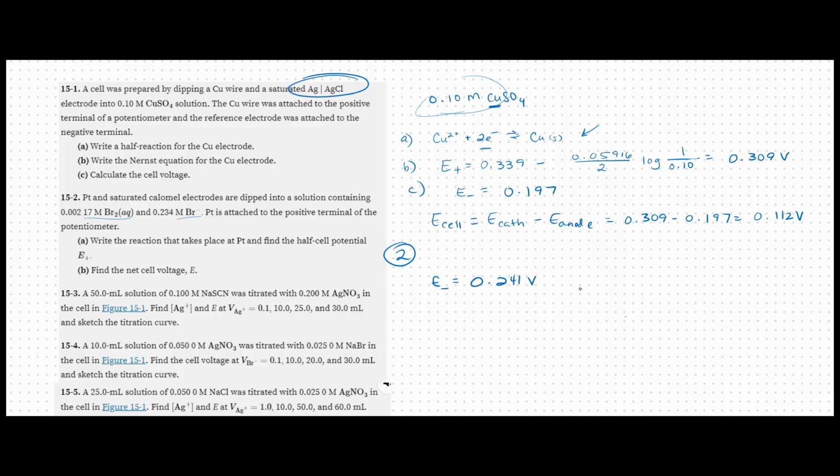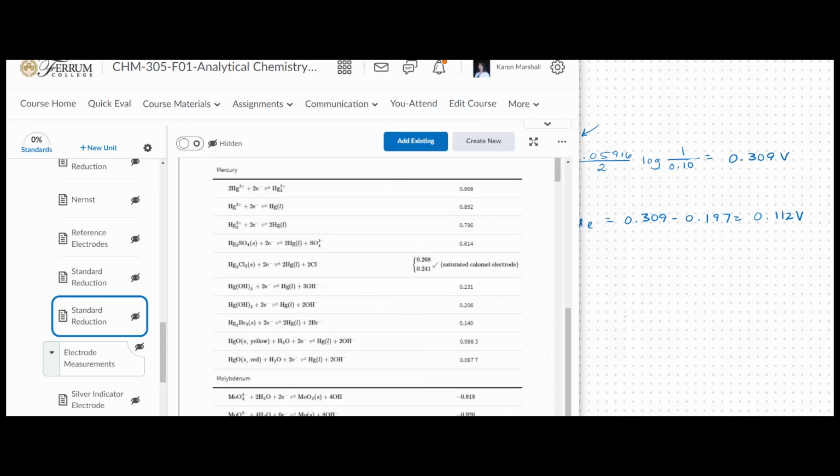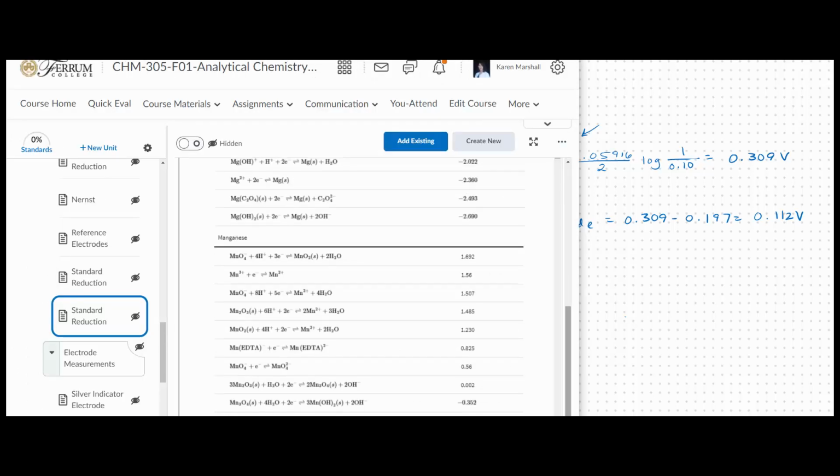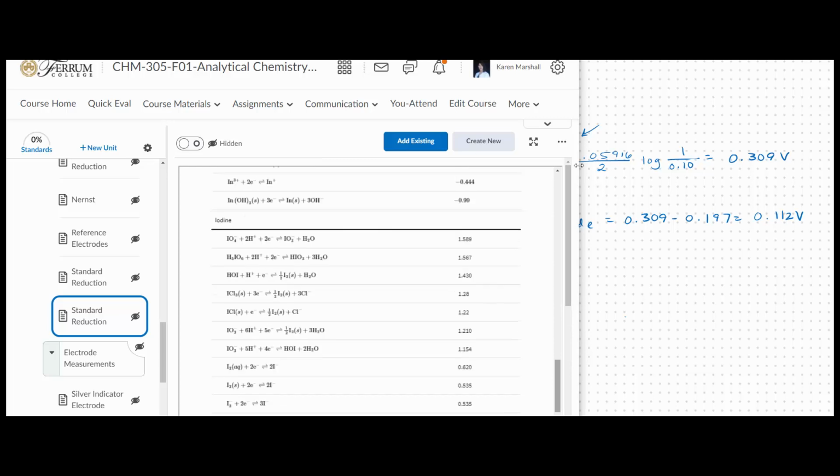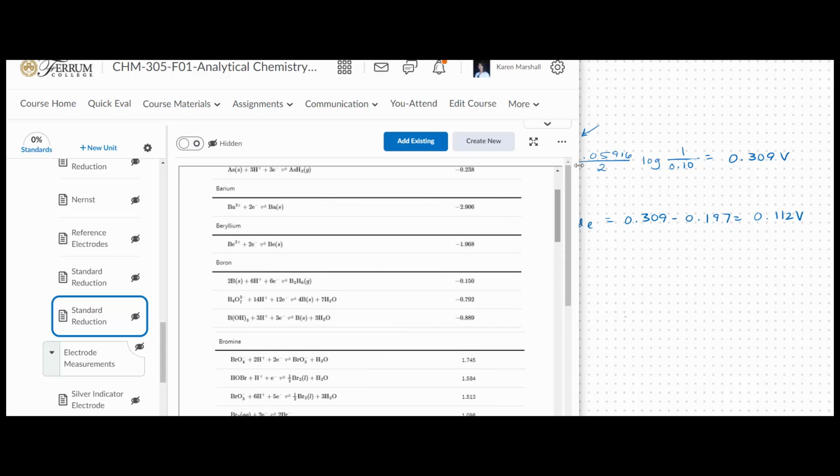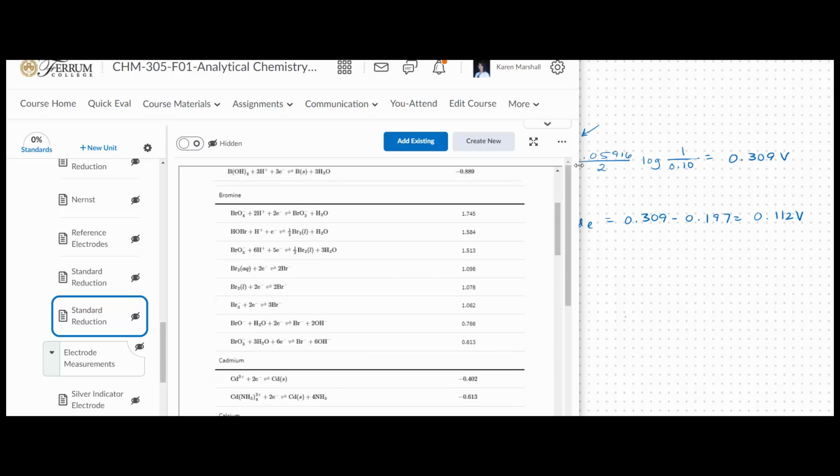So the reaction that takes place at the platinum is going to be a reduction reaction, and it's going to be bromine in equilibrium with 2 Br minus. Yes, reduction is gain. I'm gaining 2 electrons. So this is the reaction that takes place at the platinum electrode. So I'm going to go back to my standard reduction potentials, and I'm looking for bromine. I want to find out what that standard potential is.